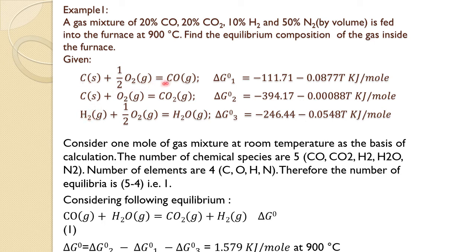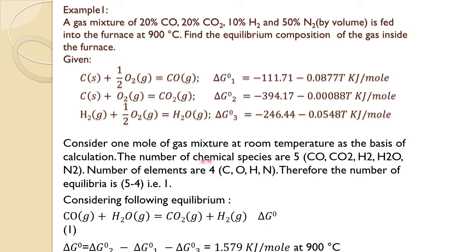So, carbon plus oxygen, the free energy of CO formation, then CO2 formation, the free energy of that, remember it is given in kilojoule per mole, okay. And then the water formation, this is also in kilojoule per mole. So, based on that we have to find the equilibrium composition of the gas inside the furnace.